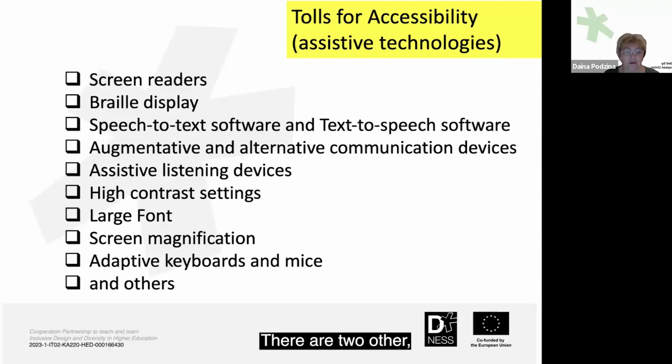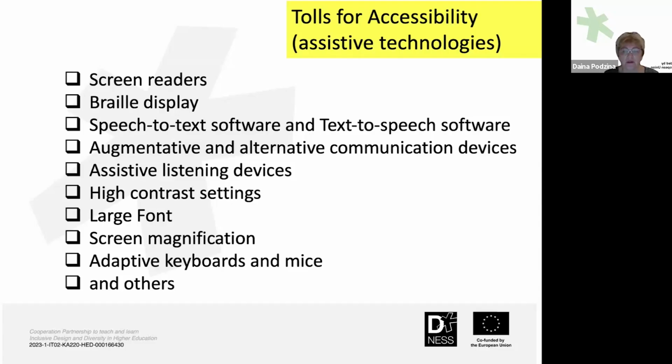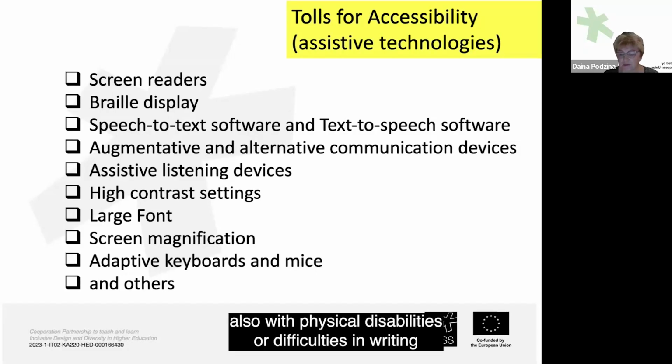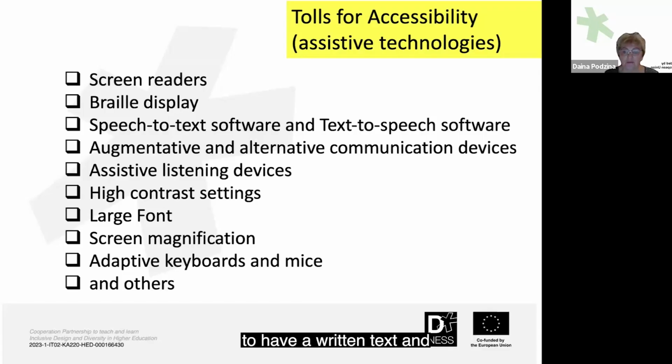There are two other tools, speech-to-text software and text-to-speech software, which allow students also with physical disabilities or difficulties in writing to dictate their thoughts and have them converted into written text, or to have written text read aloud. And it helps students with dyslexia or motor impairments or learning disabilities.